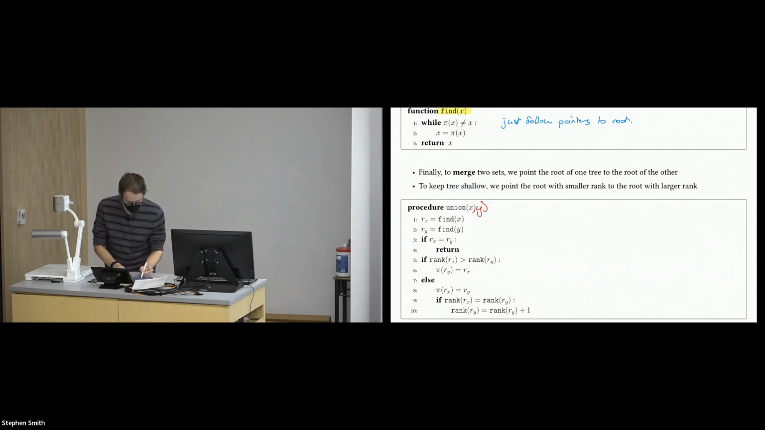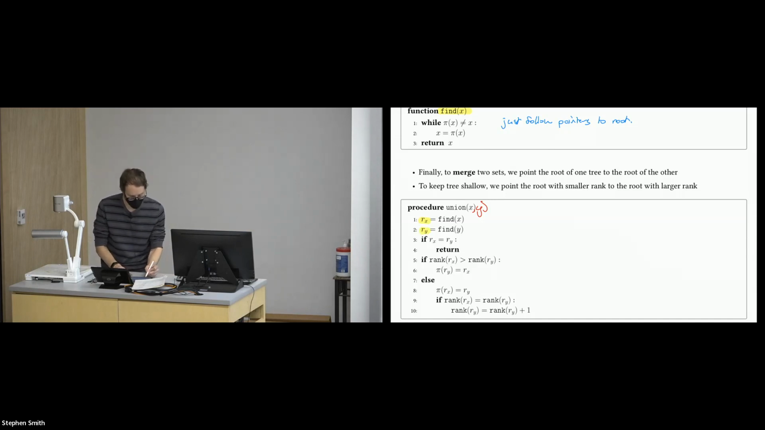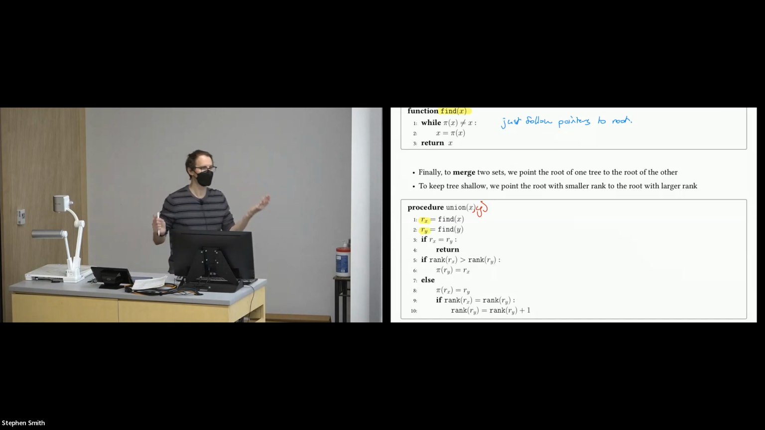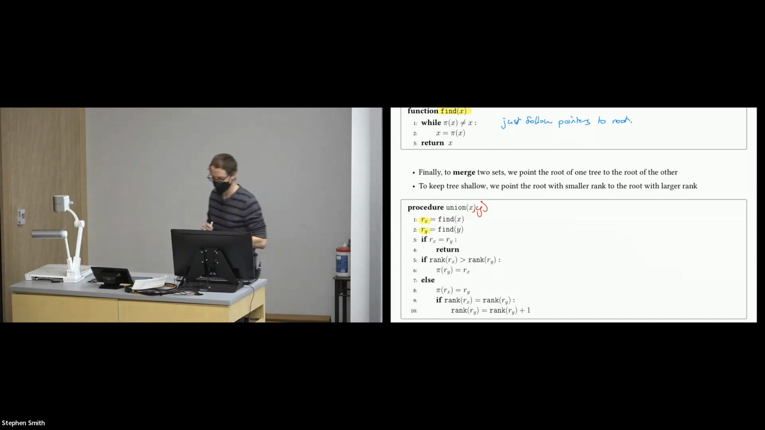So finally, to merge 2 sets, point the root of one tree to the root of the other. To keep trees shallow, we point the root with smaller rank to the root with larger rank. So we find what component X is in, what component Y is in. If they're in the same connected component, then I don't even have to merge. So I just exit out of my merge operation or union operation. So this is like already merged.